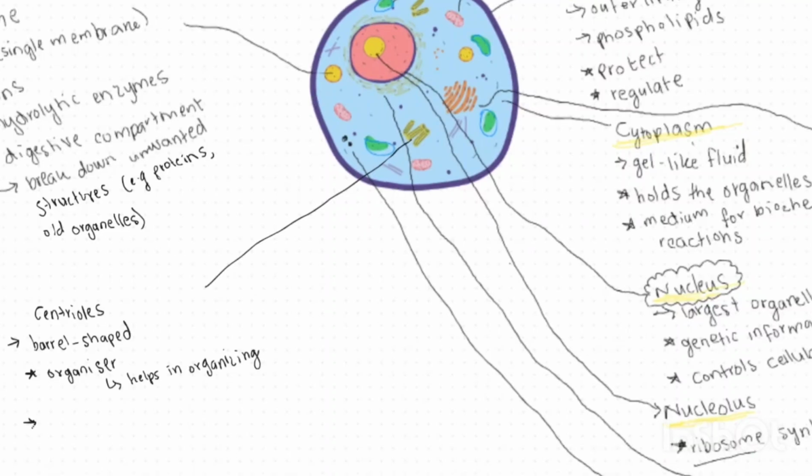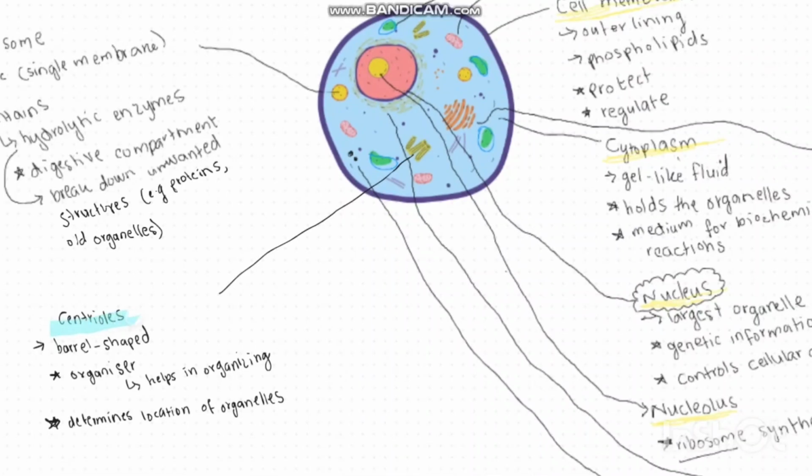Like, where does the nucleus need to go? Where does the rough endoplasmic reticulum need to go? Where does this thing need to be? That thing need to be? It's literally the organizer of the cell. So it determines the location of the organelles. Organelles, double L. Okay, that's the centriole.